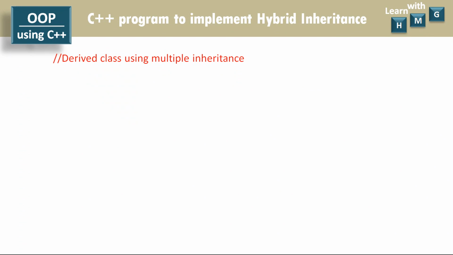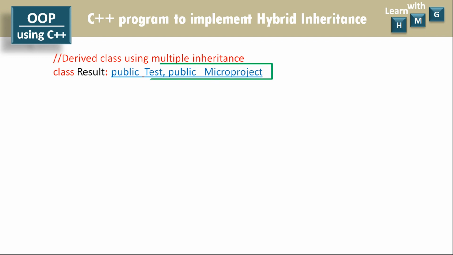Let us define the derived class, that is using multiple inheritance. Multiple inheritance means a class is derived from multiple base classes. So here the result class is being inherited from two classes, that is class test and class microproject. So the class result is publicly derived from test and microproject classes. So like this, one class is derived from two base classes, so it is multiple type of inheritance.